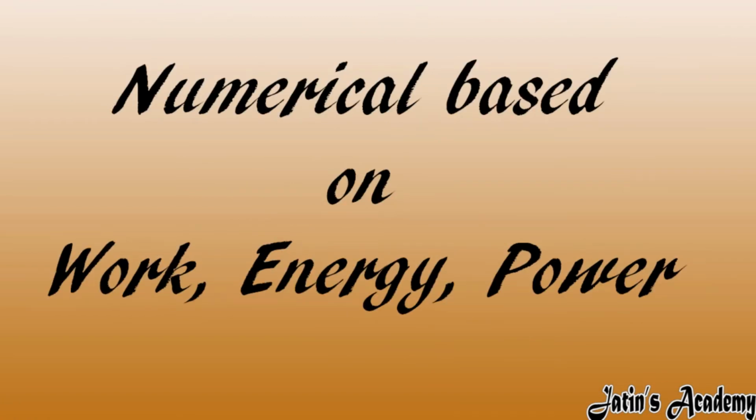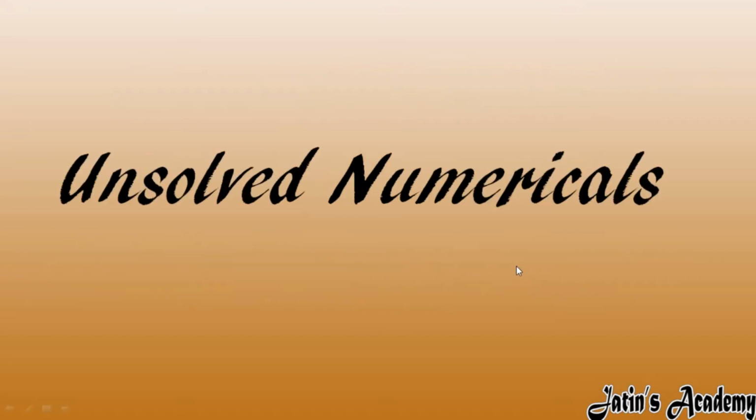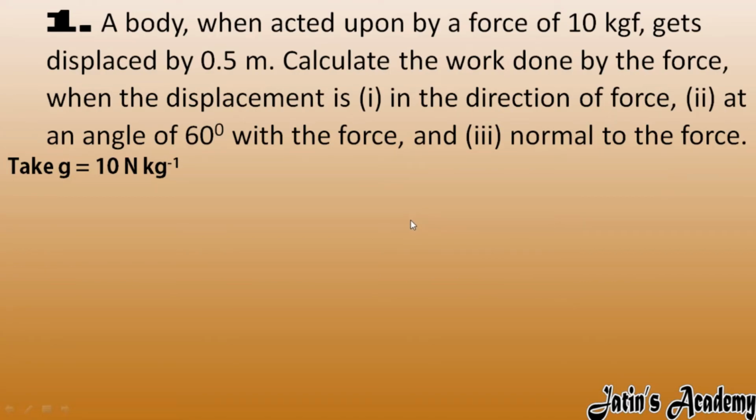Next we have numericals based on work, energy and power. We have to do unsolved numericals. In the first numerical, a body acted on by a force of 10 kgf gets displaced by 0.5 meter. Calculate the work done by the force when the displacement is, first, in the direction of force, second, at an angle of 60° with the force, and third, normal to the force. The g value is given as 10.